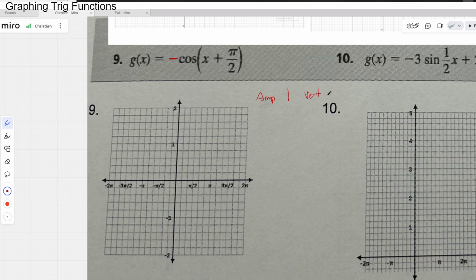Vertical reflection across the x-axis. All right, b is 1, so that means the period is still regular old 2 pi. h is negative pi over 2. My quarter period is pi over 2. My k is 0.